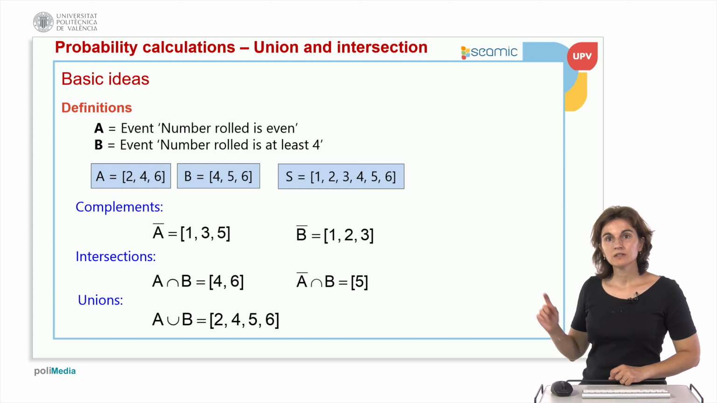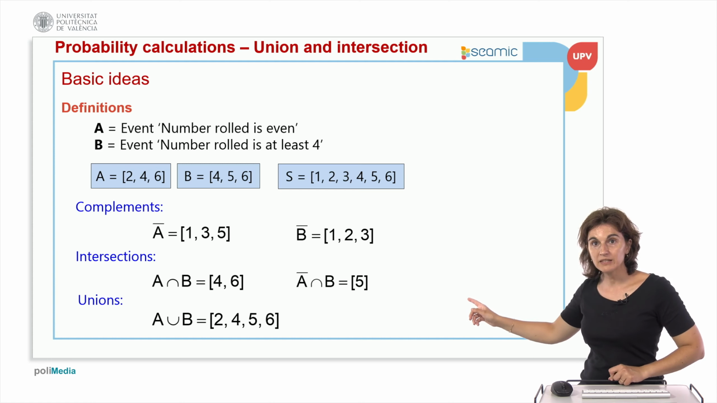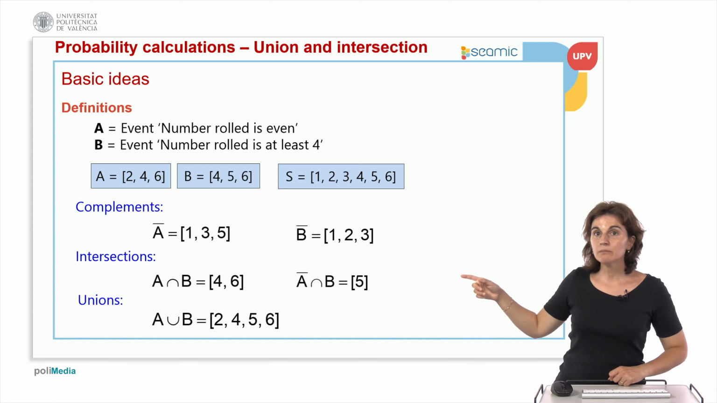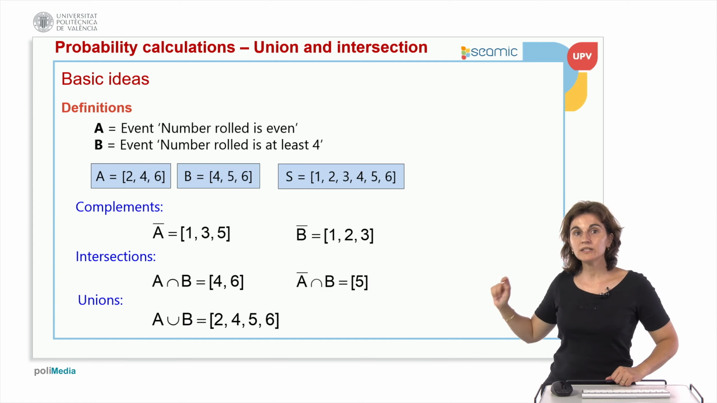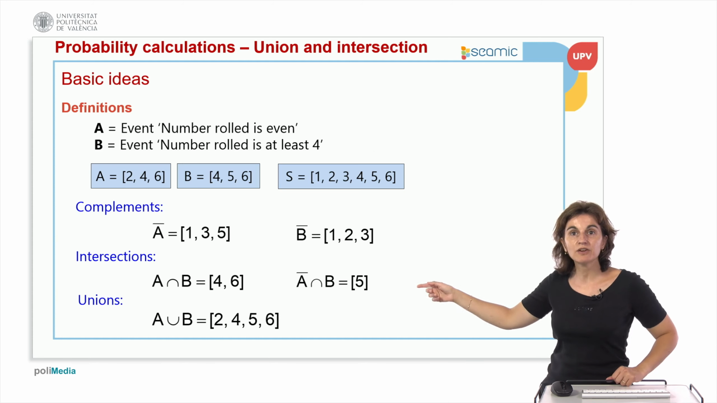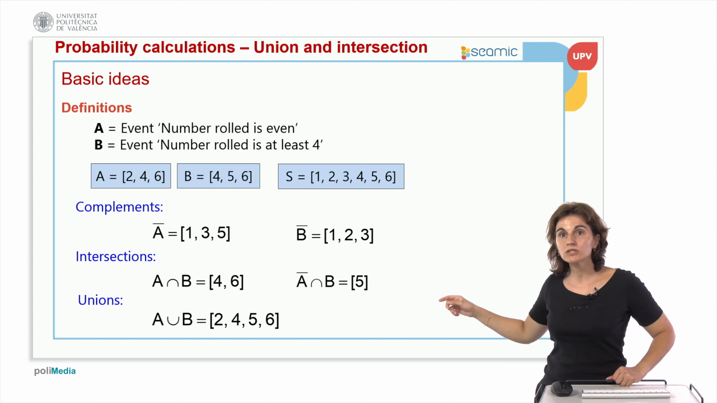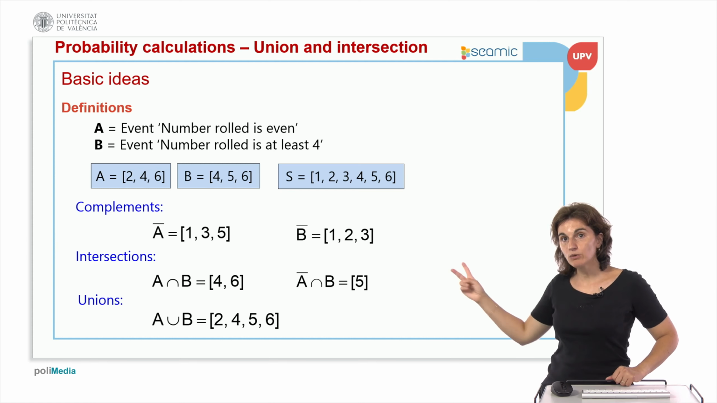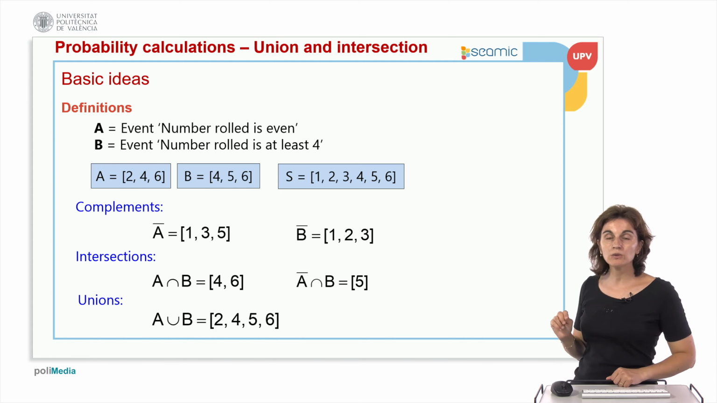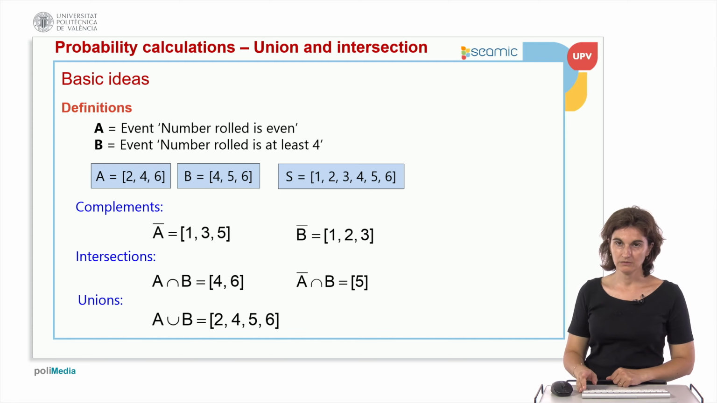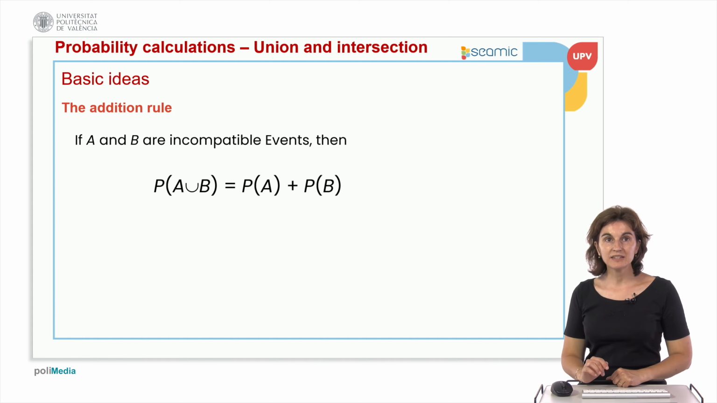For the union, as you can see here, the union is defined as A or B, and as we are accepting numbers that are included in A, B, or both, we are including 2, 4, and 6, which came from A, and also we are adding number 5, which came from B, and of course, those numbers that were present in both sets are again included in this union. So the union includes a higher number of elements than the intersection. This is very important when we consider the addition rule.